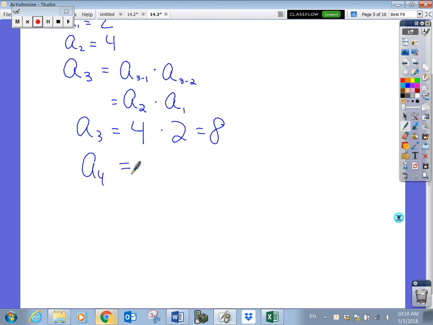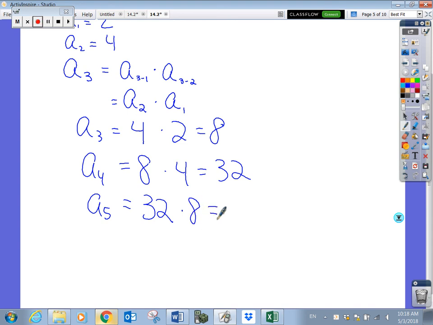A sub 4 is going to be the 2 previous to that. So it's going to be the previous to 4, which is 8, times the previous to 8, which was 4. So we get 32. And then a sub 5 is the previous to 5, which was the 4, and the previous to 4, which was 8. 32 times 8, 256.